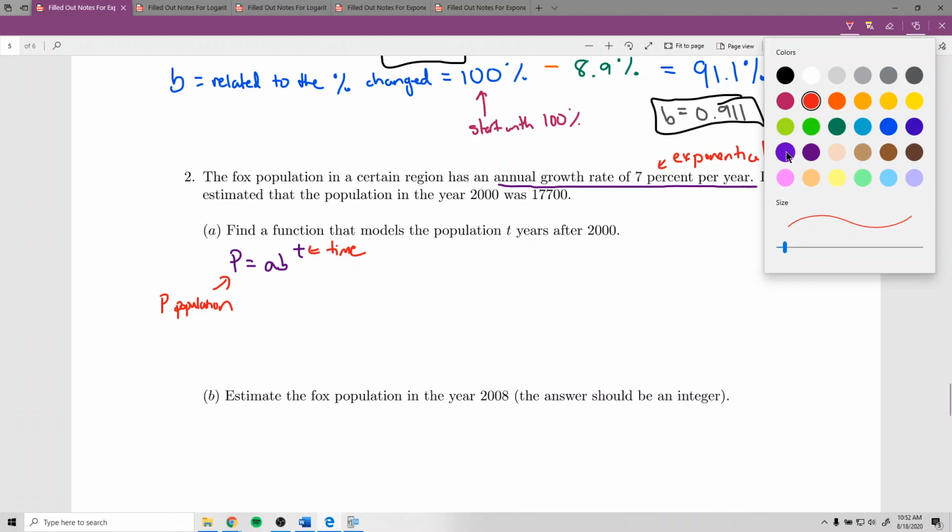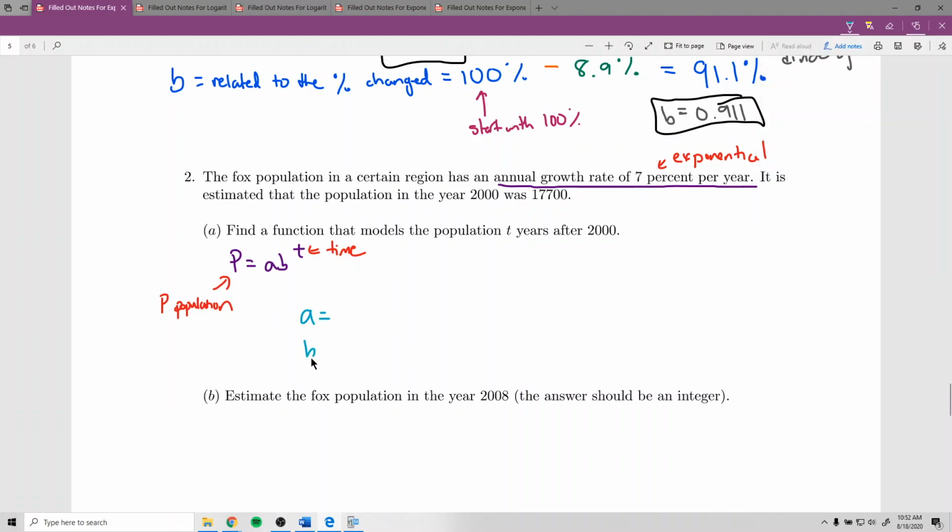Just like the last problem, we want to start by figuring out what is a and b. t is our variable, p is our other variable. We want a and b. It is estimated that the population in the year 2000 was 17,700. And we want to find a function that models the population t years after 2000. So the initial time, t equals 0, is the year 2000. And what is the initial population? It's 17,700. So that is what a is. Remember, with this exponential model, the initial amount is a.